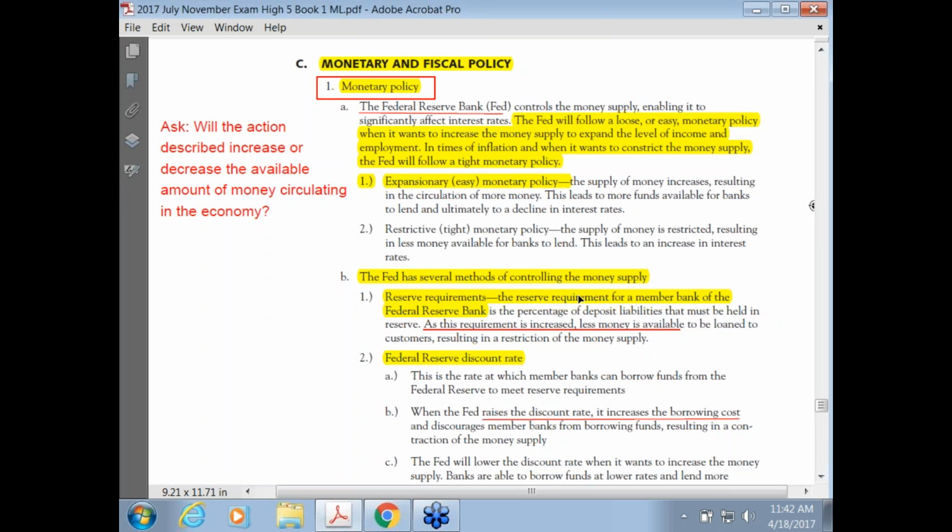So if they're trying to expand, they might lower the interest rates, so banks do more lending. There's just more money out there. If they're trying to pull it back, they might raise the rate that would serve to constrict the money that's available. So that's really the first cut. But always you're just asking yourself, okay, is the action that they're describing going to have the effect of increasing the money supply or decreasing the money supply? And that will lead you to the correct answer.